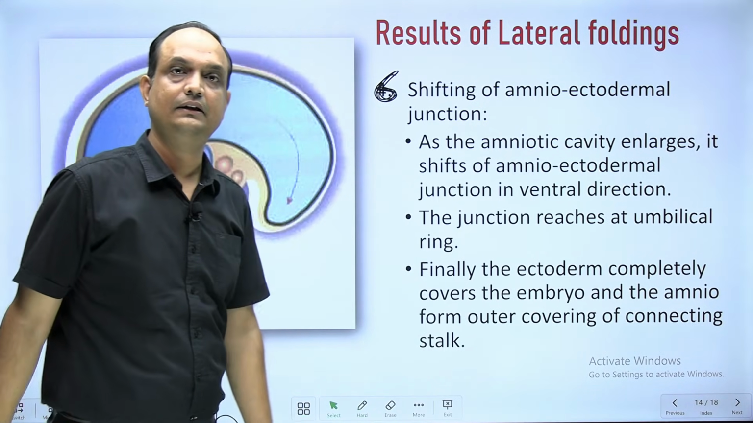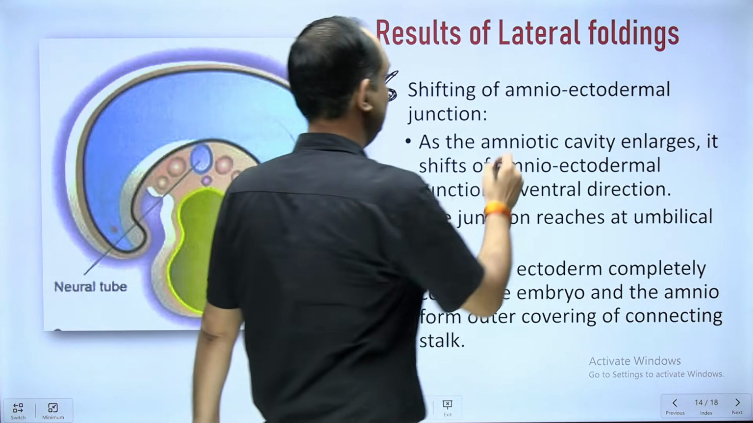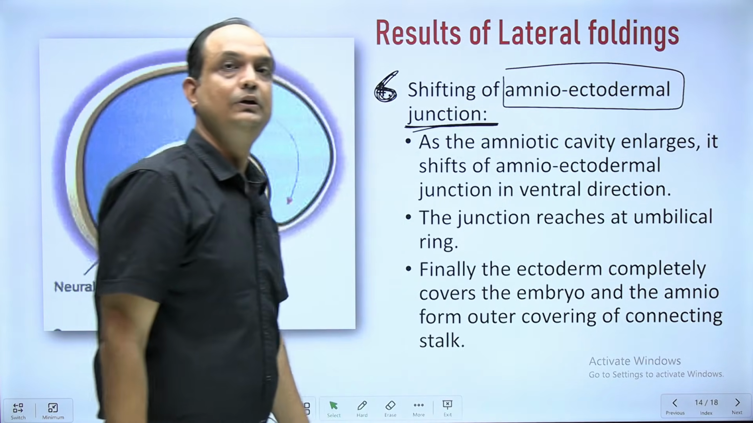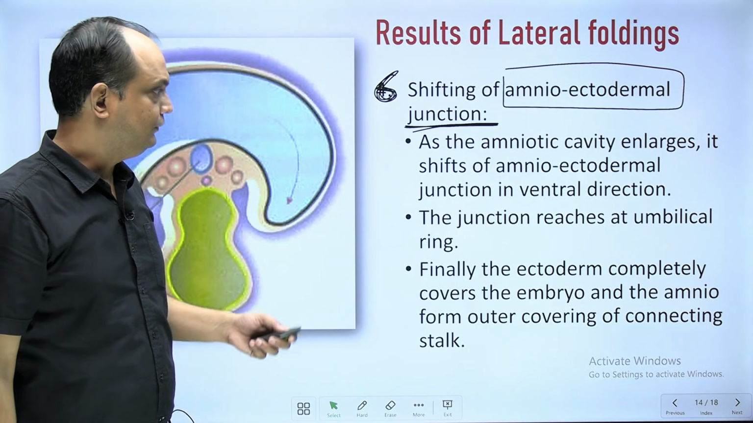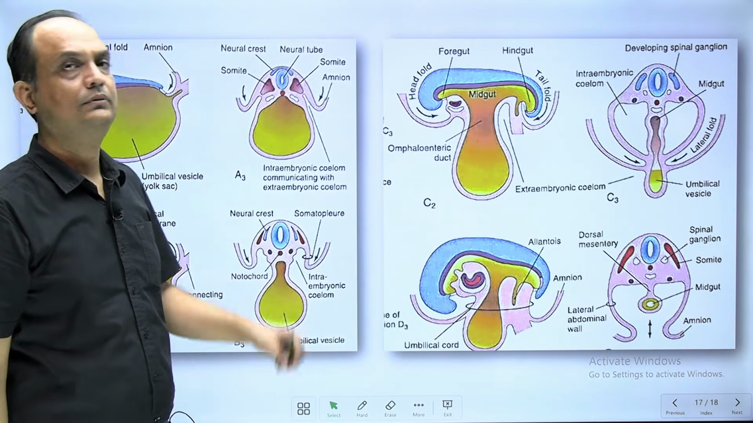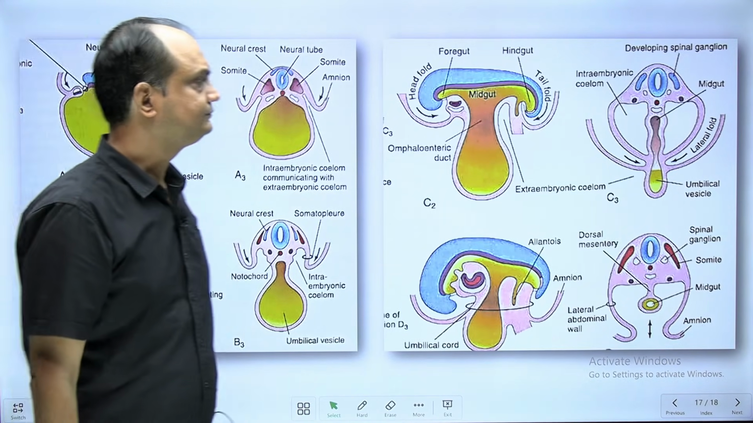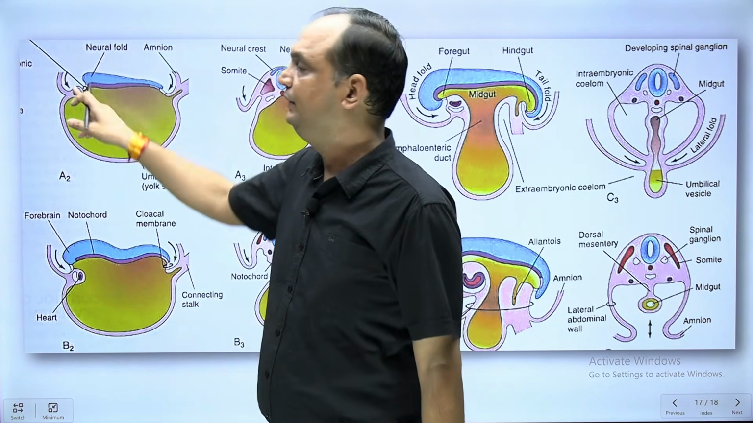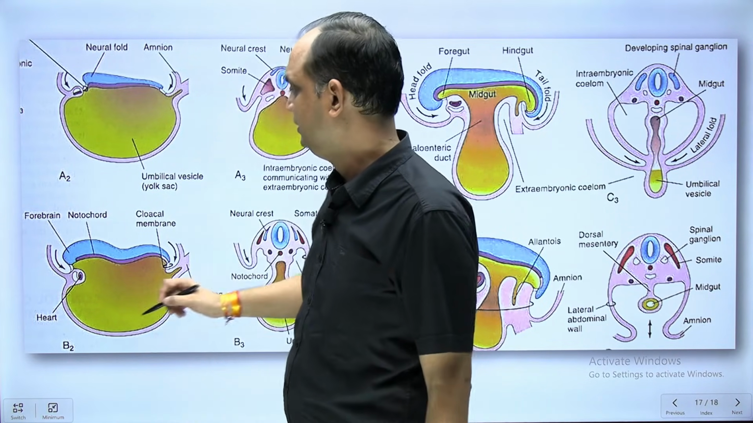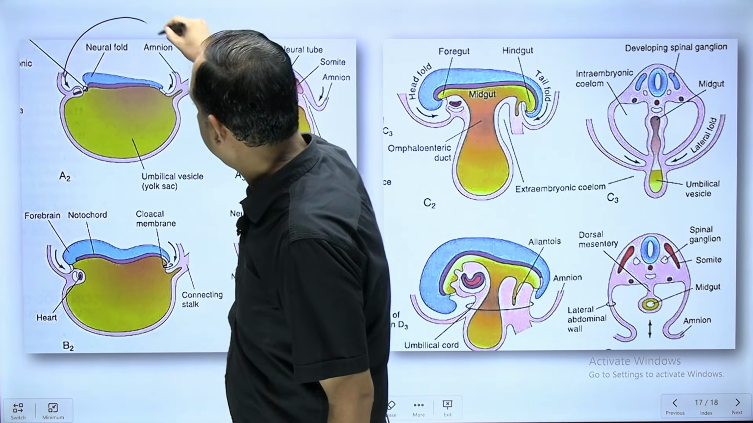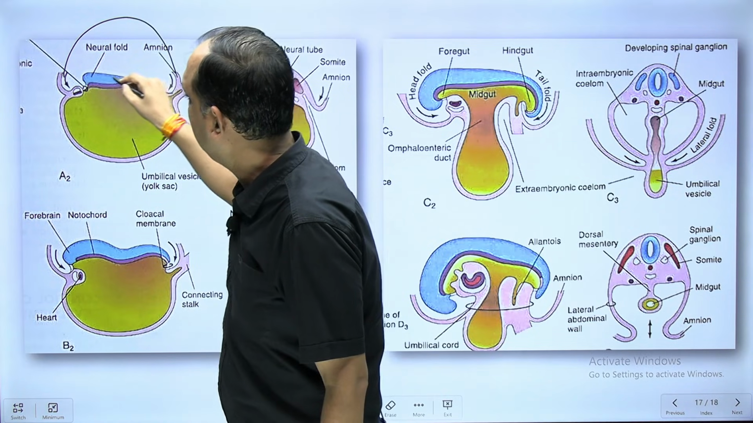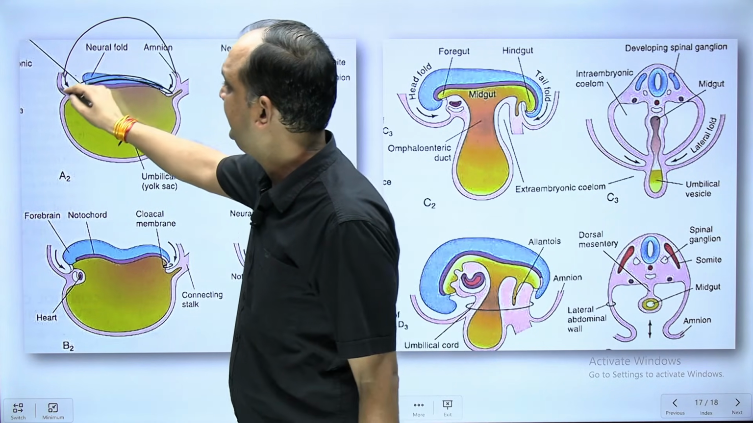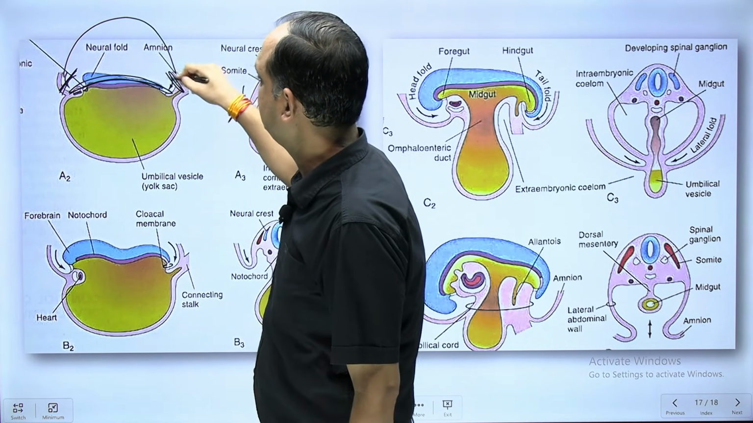The sixth effect is the shifting of the amnioectodermal junction. Now what is the amnioectodermal junction? For that, if you see this diagram, when you have a flat disc, where is the amnioectodermal junction? This is your amniotic cavity in the upper part, and here you have the ectoderm, which is the floor of your amniotic cavity. So somewhere here you will have the amnioectodermal junction.